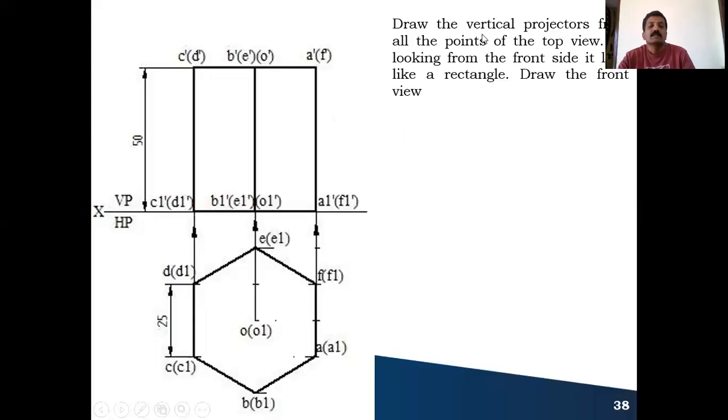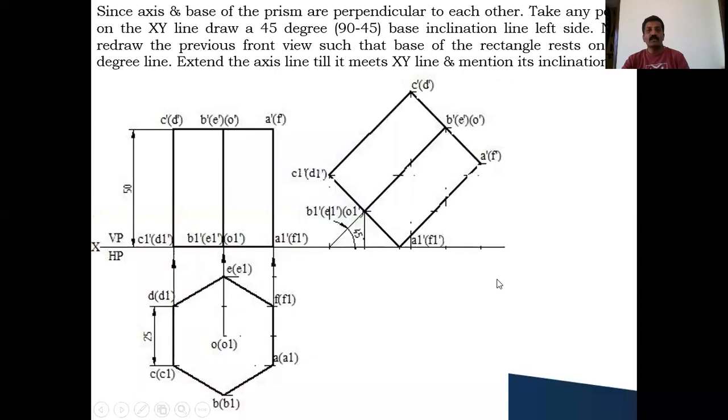So the next position, the second position he has given: the axis is inclined at 45 degree to HP. So here also the same thing, axis and base are mutually perpendicular to each other. If the axis is at 45 degree, then the base should be 90 minus 45, that is 45 degree. So on the right side you take any one point on the XY line, and from that point the base inclination 45 degree line you can draw. Left side like this. This is the 45 degree line.